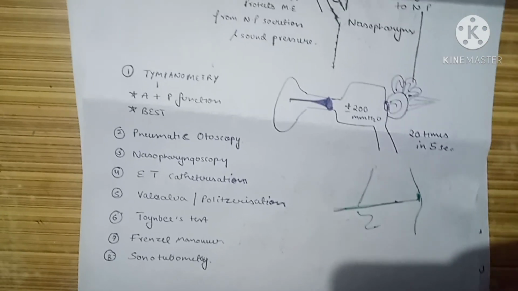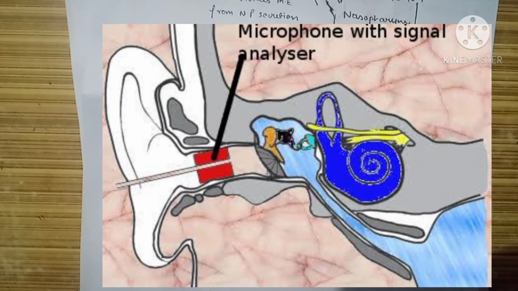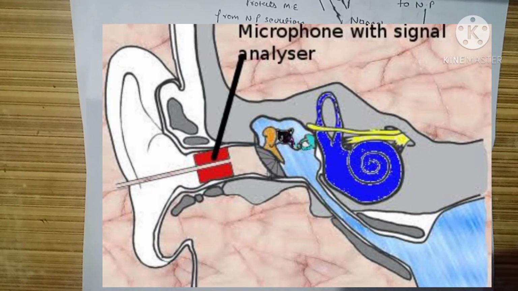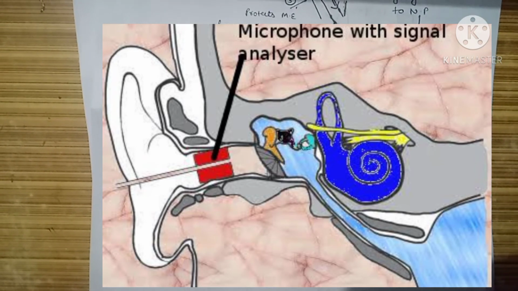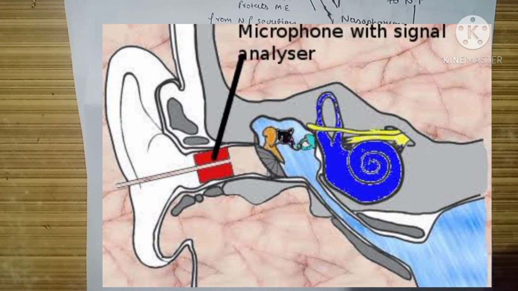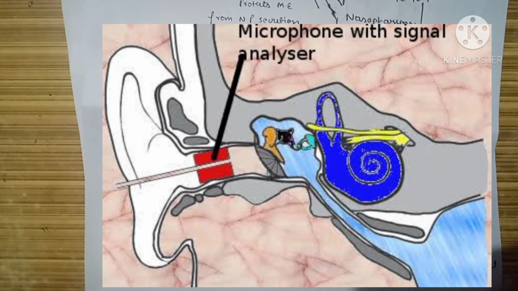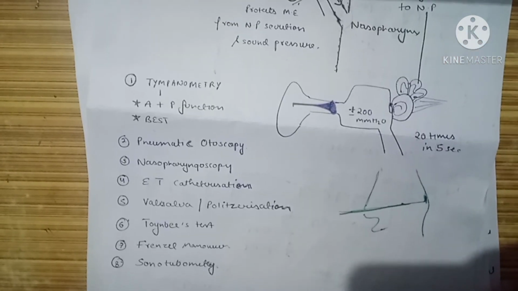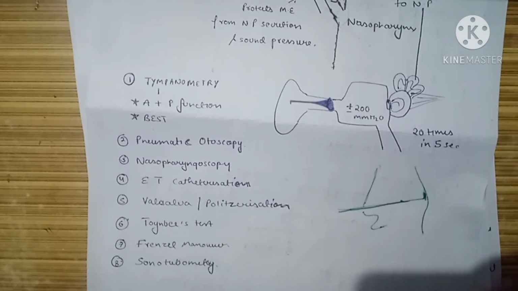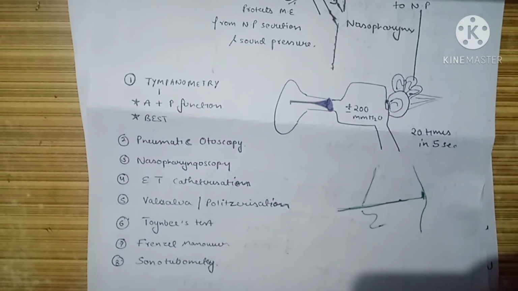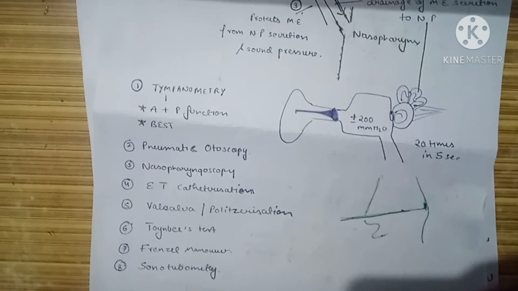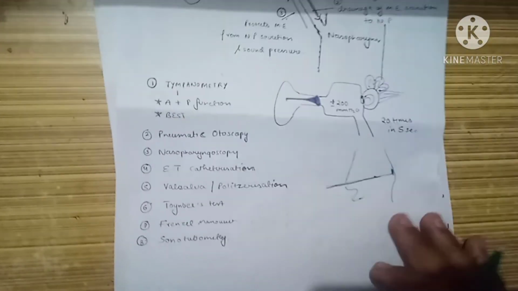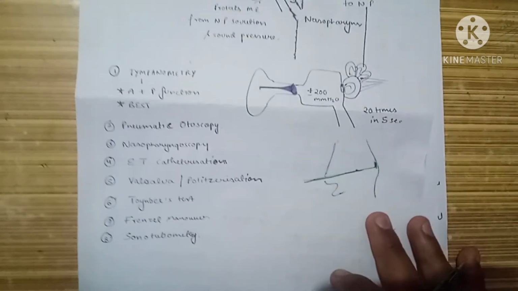Sonotubometry is an easier procedure. What we do is we hold a source of sound in front of one of the nostrils in the test subject, and we insert a microphone within the ear, and we ask the patient to swallow. We know that while swallowing, the eustachian tube opens. So during this procedure, if the eustachian tube is opening, the patient will be hearing more while swallowing, because the eustachian tube is patent. So these are the eight tests of the eustachian tube.